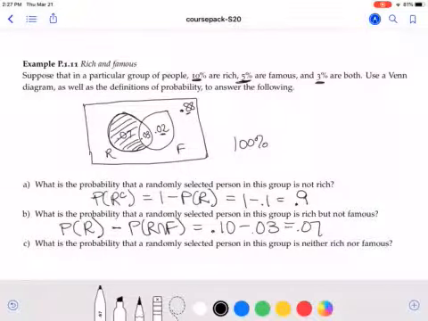And then finally, what's the probability that a randomly selected person in this group is neither rich or famous? Well, we have already identified outside those two circles in our picture, we have 0.88. And so our probability for that one is going to be 88% or 0.88.